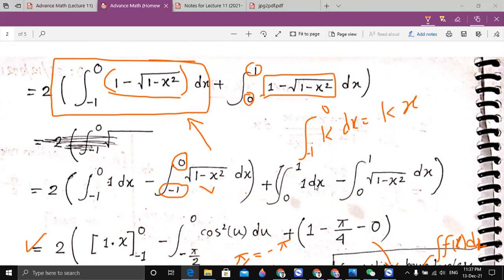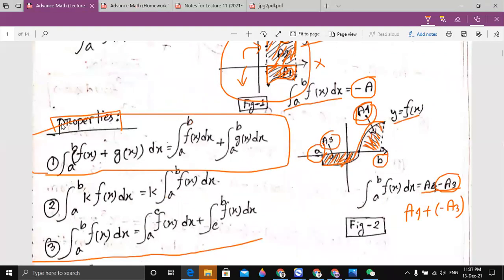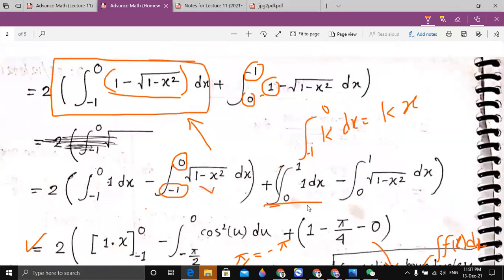The limit was different, so this part is also similar. You see here, the integration from 0 to 1 of minus root over 1 minus x squared. The same way, we just use our first property: the integration from a to b of f of x plus g of x dx is equal to the integration from a to b of f of x dx plus the integration from a to b of g of x dx. So we use property 1.